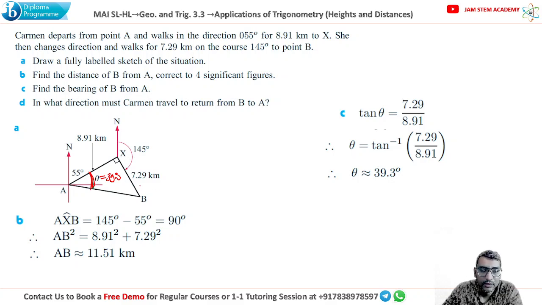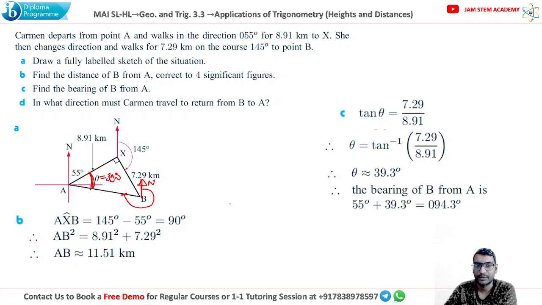Now we need the bearing of A from B. So this is north. We are looking for this angle. You remember in the beginning I gave you a result. These differ by 180 degrees. So the bearing of A from B will be 39 plus 180, right? So that gives me what?